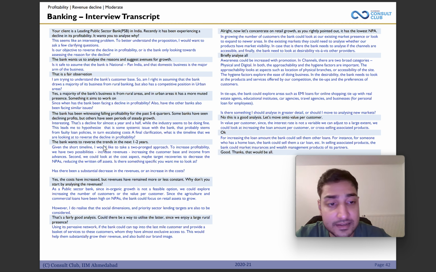So the bank wants to reverse the trend in the next 1 or 2 years. Okay. Given the short timeline, I would like to take a two-pronged approach. To increase profitability, we have two possibilities: first, increase revenue, by increasing the customer base and income from advances. And the second, we could look at the cost aspect, maybe target recoveries to decrease the NPAs, reducing the return on assets. Is there something specific you want me to look at? Has there been a substantial decrease in revenues or an increase in cost?